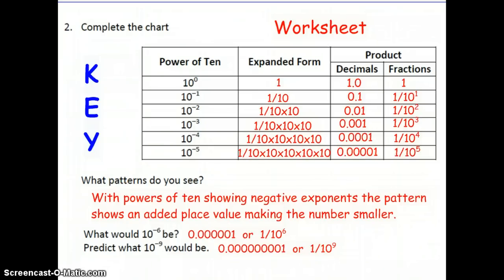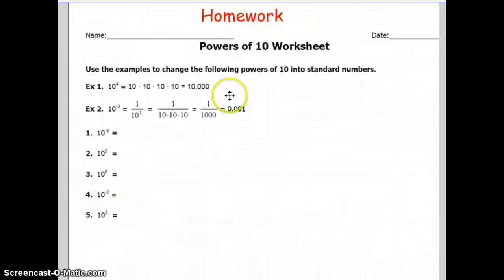So we're moving places. Tomorrow when you come to class, we are going to have an interactive achievement test, and then this is going to be a homework worksheet that you'll be doing. But hopefully after viewing this video, it's going to help you.